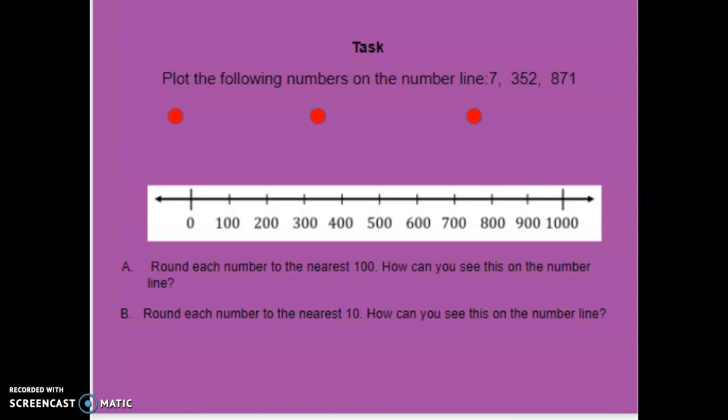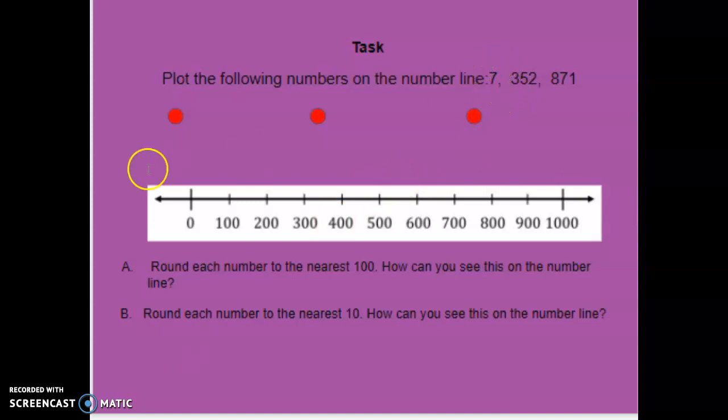We're going to do the same thing, except this time we're going to round to the nearest 10 and to the nearest 100. And I want you to tell me which one would give us the best estimate. If I'm looking at trying to get a good estimate, which would give me the best estimate? Would it be rounding to the nearest 10 or rounding to the nearest 100? So we're going to keep that in mind as we work through this particular one.